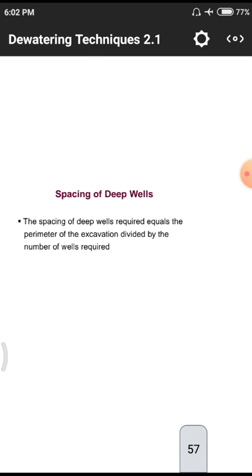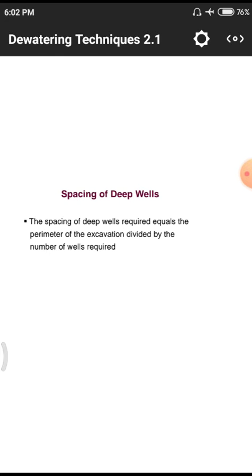Next one is the spacing of deep wells. It is somewhat important. The spacing of deep wells means normally deep wells are constructed to control the entrainment of water, and in some cases we have to excavate the water. That means excavation of water also takes place to decrease the groundwater level up to a particular level from the foundation. The spacing of deep wells required equals the perimeter of the excavation divided by the number of wells required.